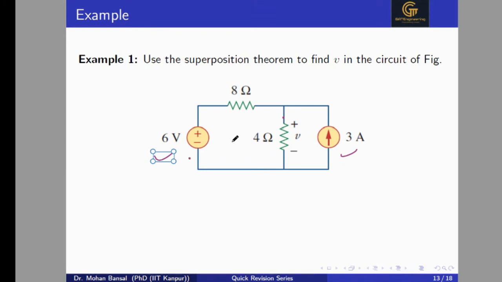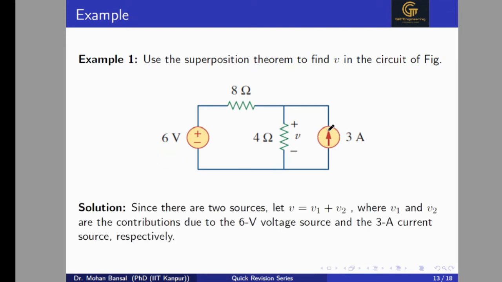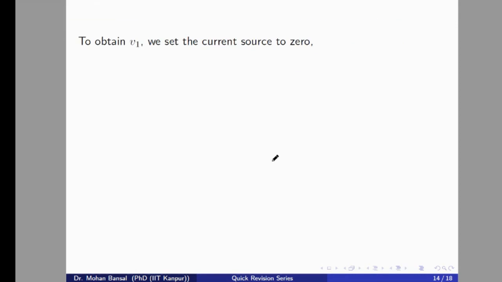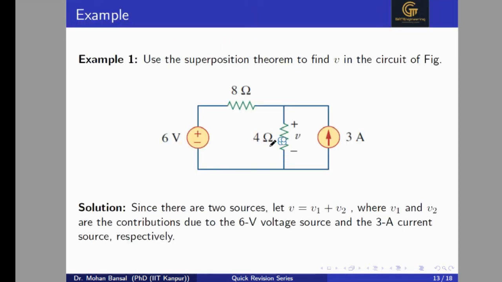So what we will do, first we'll compute the voltage across the 4 ohm resistance due to the 6 volt source. Then we'll compute the voltage across the 4 ohm resistance due to the 3 ampere current source. So let's understand. We consider voltage V1 across the 4 ohm resistance due to the 6 volt source and voltage V2 across the 4 ohm resistance due to the 3 ampere current source, and the algebraic sum of the voltages V1 and V2 will be equal to V.